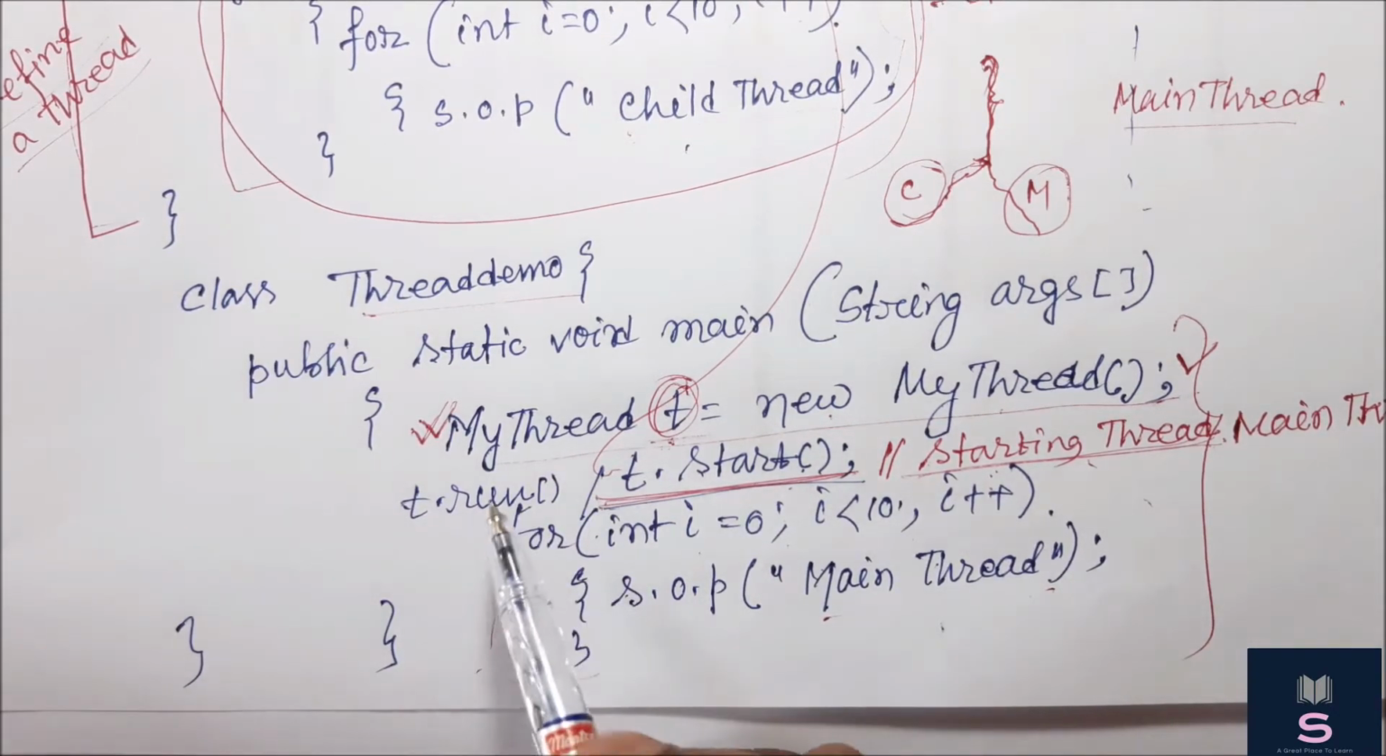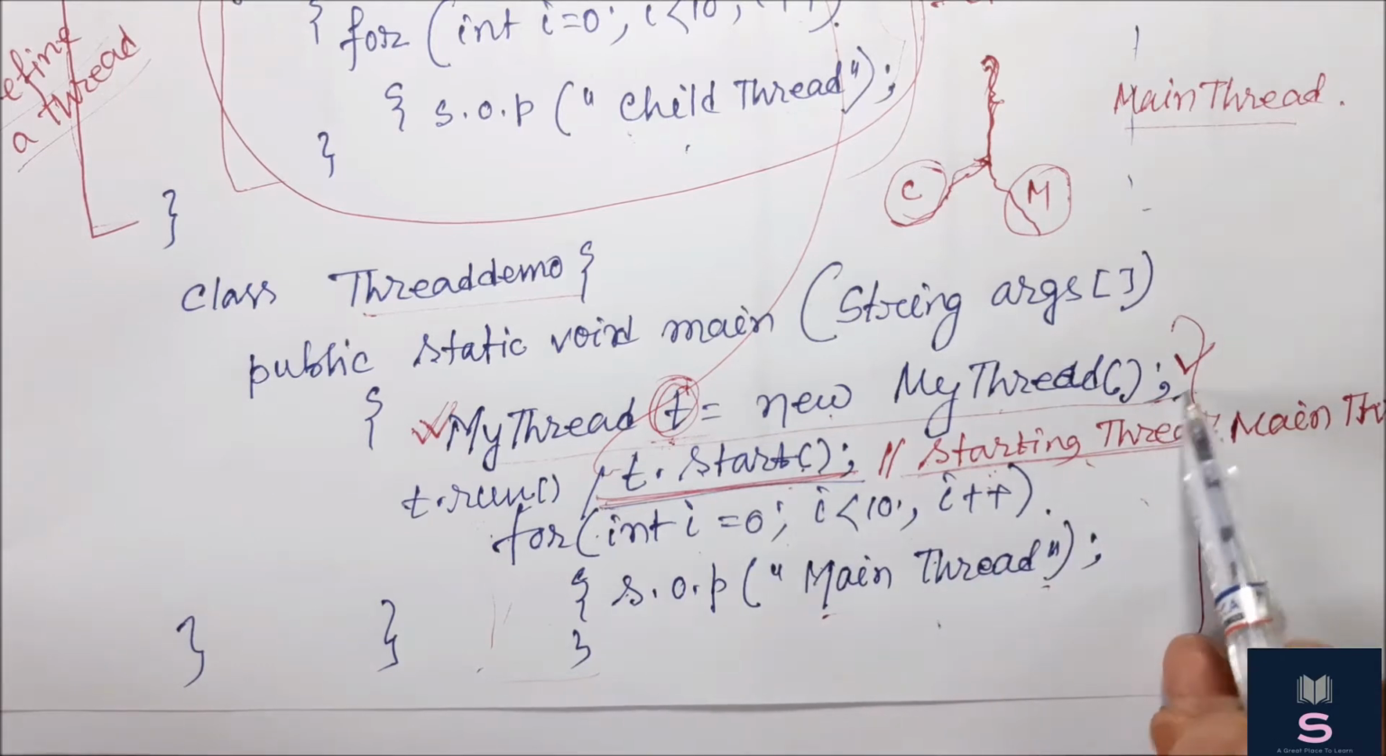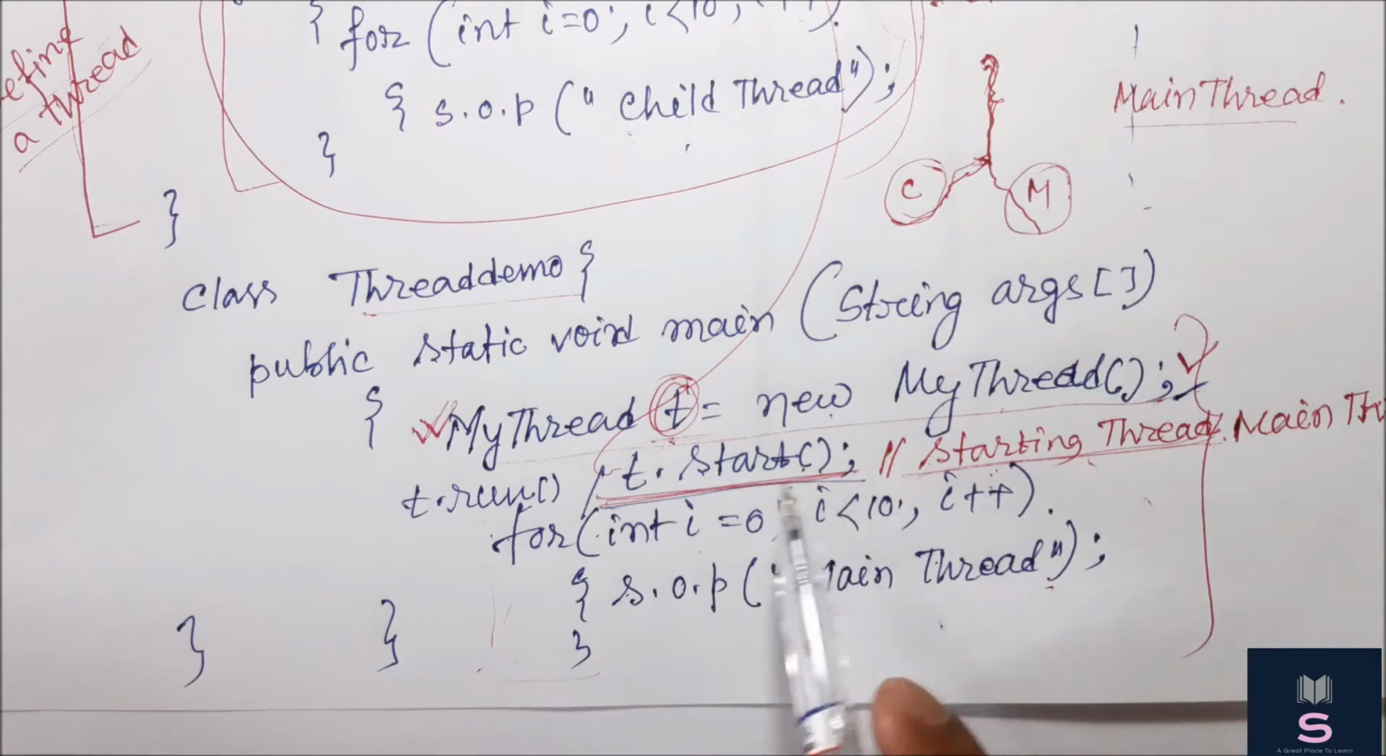If I call the T dot run method, it is a normal method execution. That means it will call the run method normally, so no separate thread will be created. Only one thread will be executed, that is the main thread. No child thread will be created. Up to this point we have a main thread, but when it calls the start method, then another thread is created.